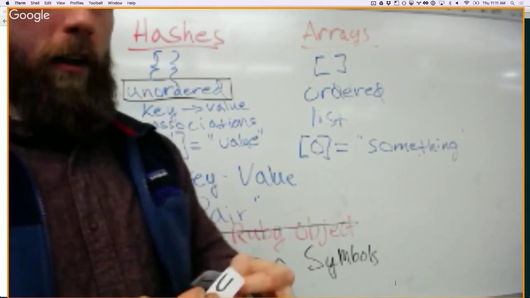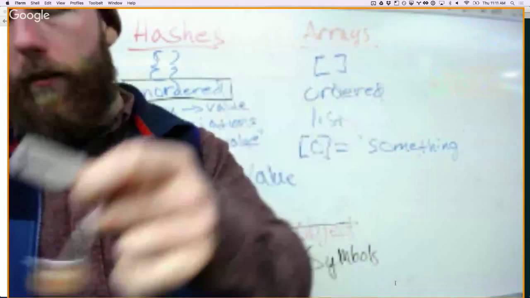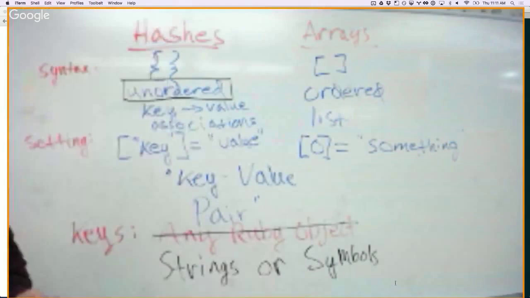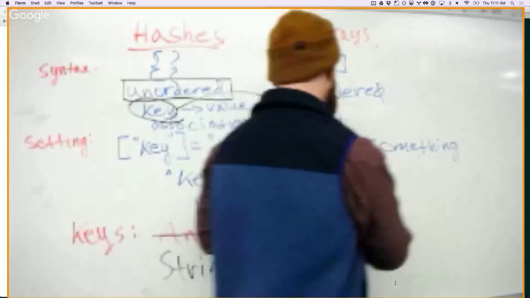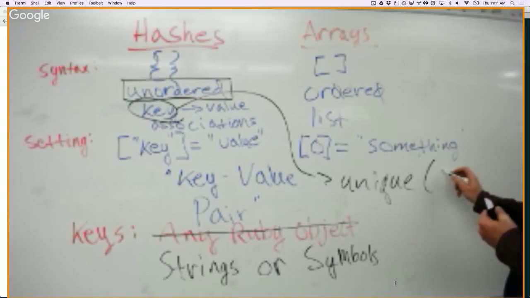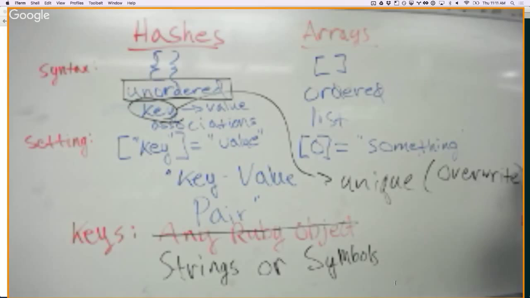Okay, so now I've reassociated that original key of T with the new bead here, and I can put it back in the hash. We would frequently say that keys are unique. And we might say that if we reuse a key, we would overwrite the existing value. And so the hash has now forgotten about that original bead, the first bead one that was there.